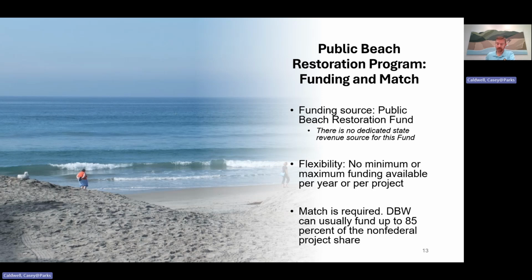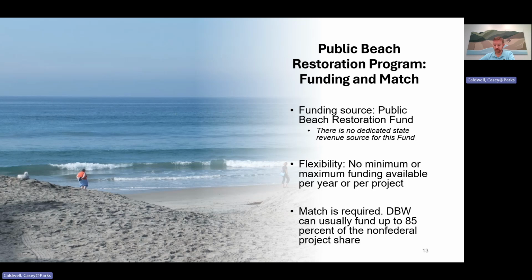And as for per project funding, as a reference point, in recent years, project grant sizes have ranged from about $50,000 for studies to $11.5 million for construction. So obviously a very wide range of funding amounts is possible. And again, actual grant amounts could be smaller or greater than those amounts.